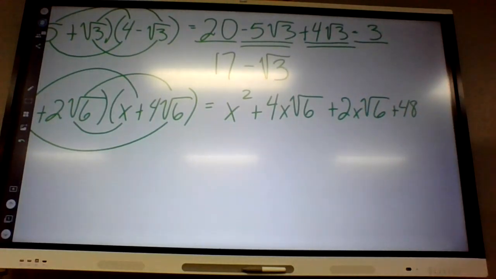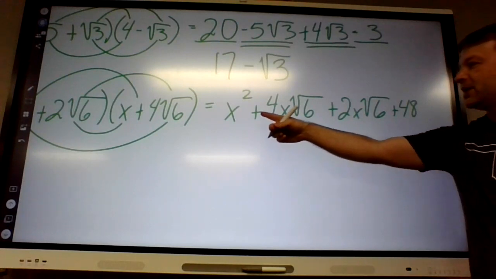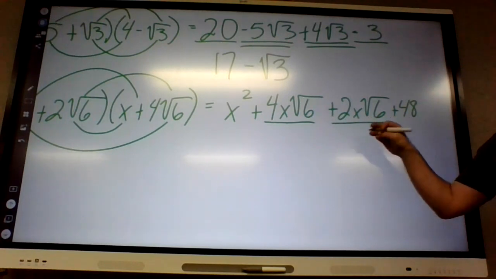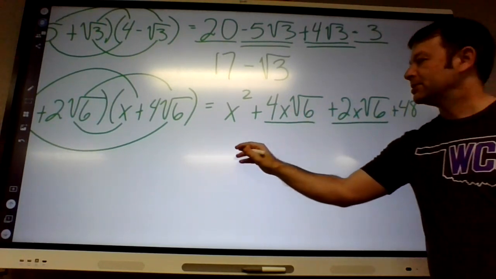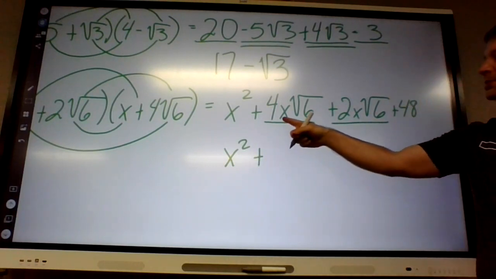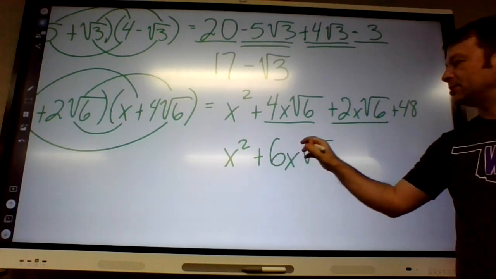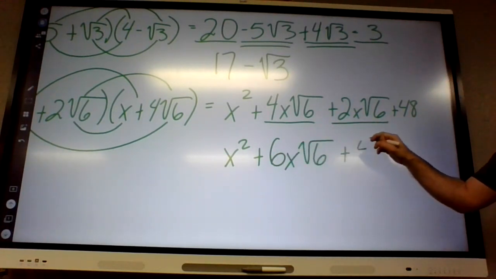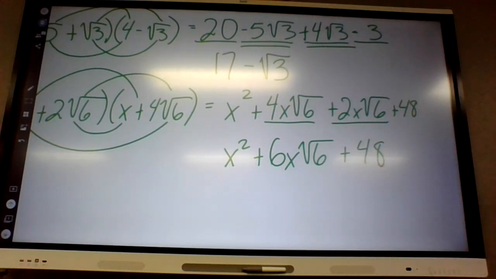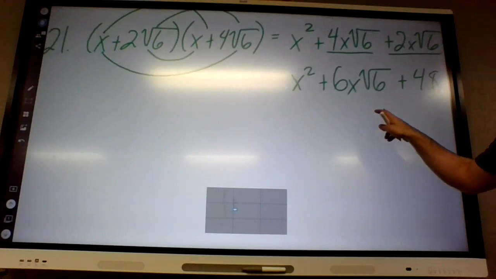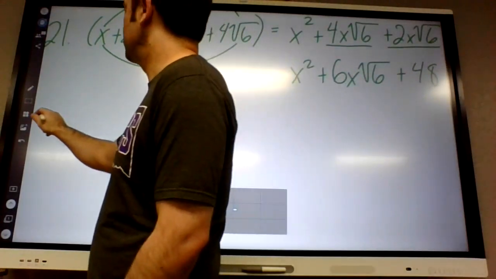Now that last step your calculator could do, because it's just a number, there's no x's involved. What else? Can I do anything else here? Combine the x's? These two guys are like terms, right? They're both x square root of 6's. So it's x squared plus 6x square root of 6 plus 48. All right, last one.